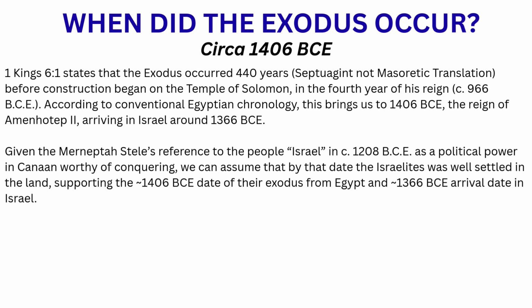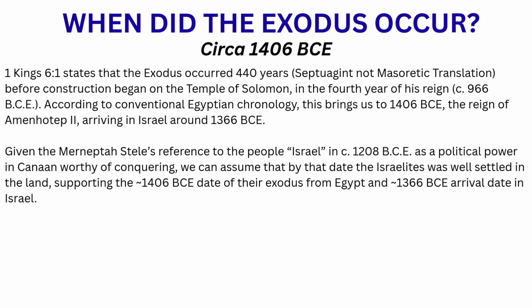Now, I'd like to point out that the 440 that I'm using here is taken from the Septuagint translation. The Masoretic text references 480, but the Septuagint is more accurate because it was translated from the original text, while the Masoretic was not. And so when there's a discrepancy like this, it's best to use the Septuagint rather than the Masoretic.